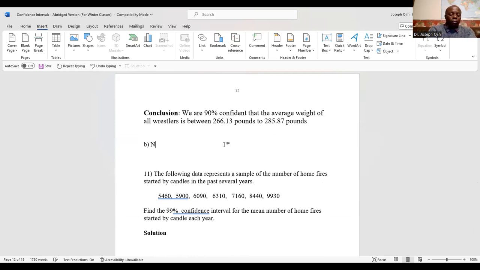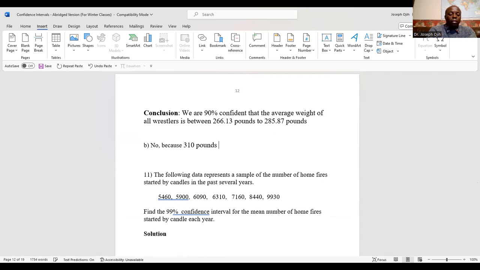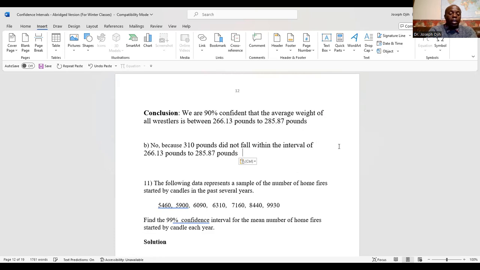The answer is no, because this 310 pounds did not fall within the interval of 266 pounds to 285.87 pounds. They didn't fall within that interval. So that claim is not believable.